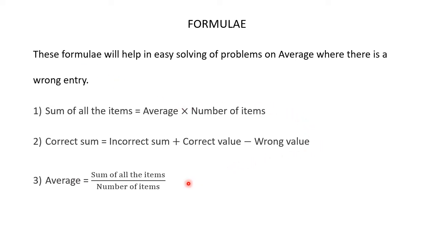Remember these three formulae because they'll help in easy solving of problems on average where there is a wrong entry. Sum of all the items is equal to average multiplied by number of items. Correct sum is equal to incorrect sum plus correct value minus wrong value. Average is equal to sum of all the items divided by number of items. So please memorize these three formulae and remember them correctly.